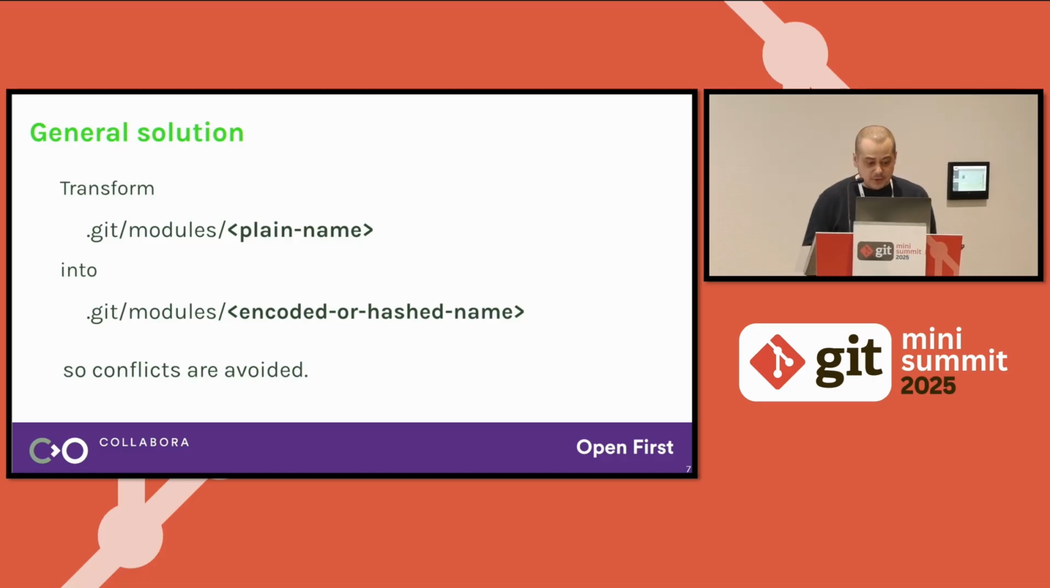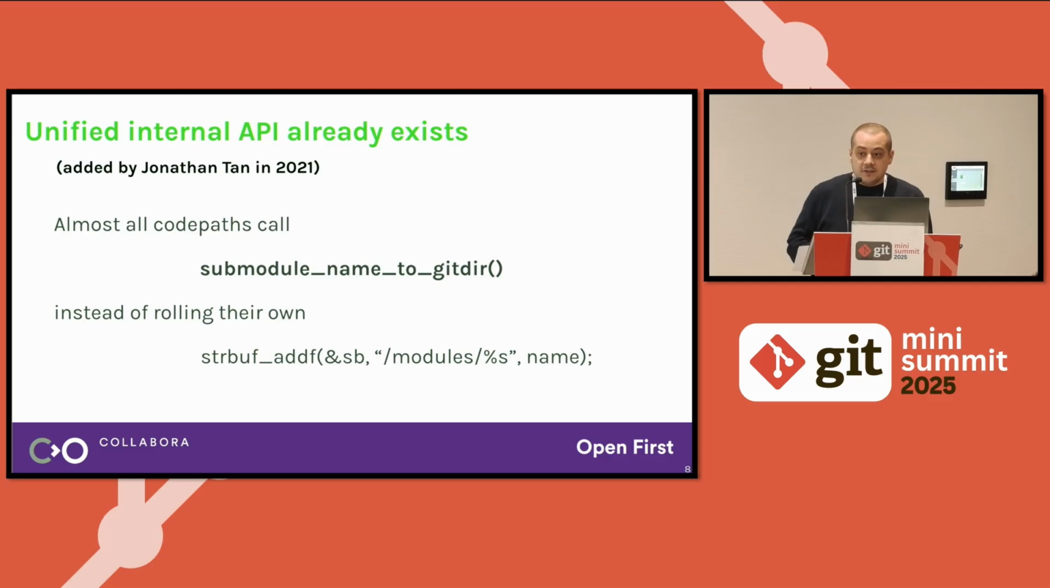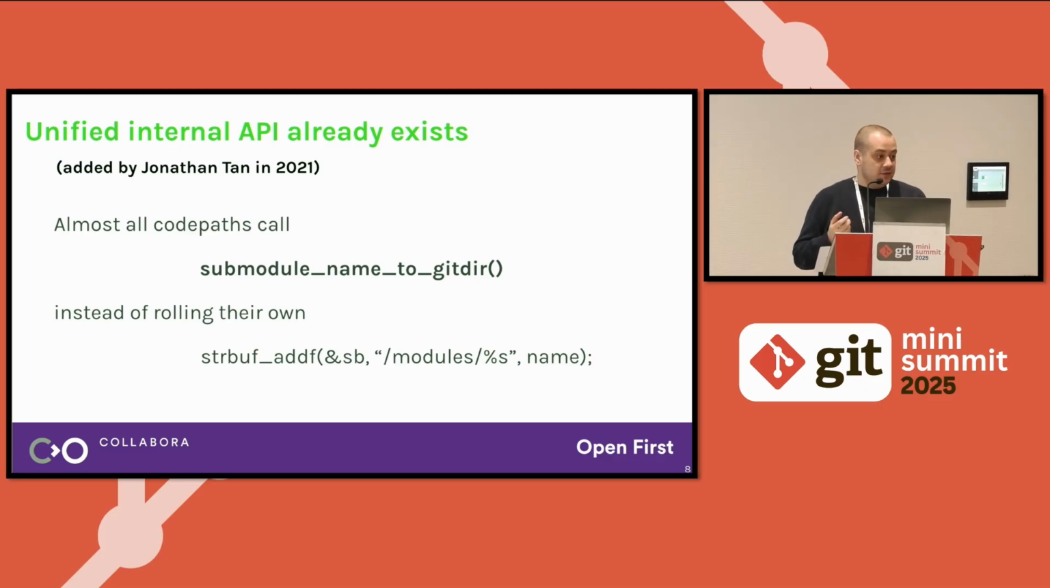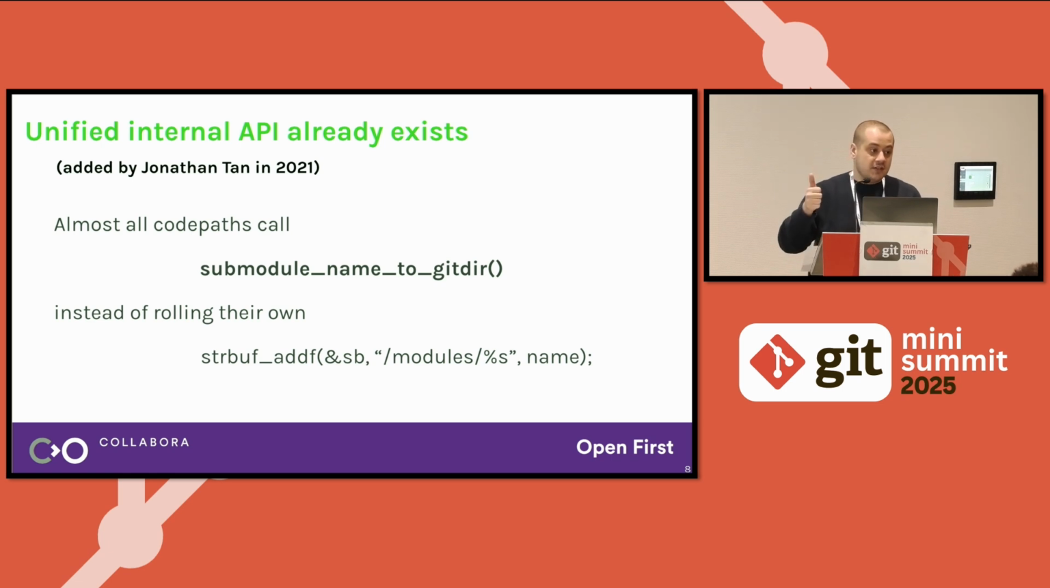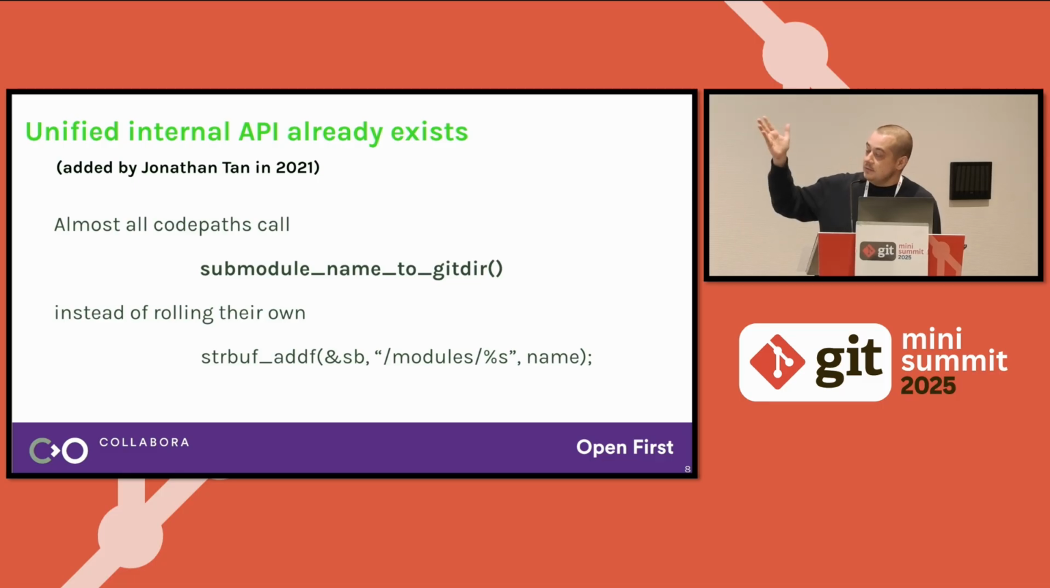It's pretty simple. Now, there's a unified API internally, which was added in 2021. All the code paths which need to work with submodules get the names using that function, which is very nice. I found just one exception which hard-coded the module's name using the plain name, and I fixed that in my patch series. The idea is that if we just modify that function to encode the name, then everybody will use the new names and the new paths. So that unified API has already landed and it's good.